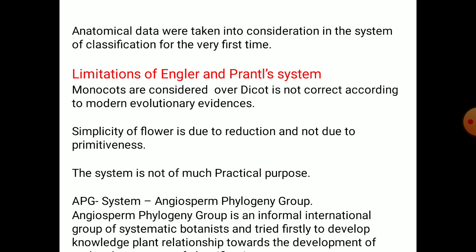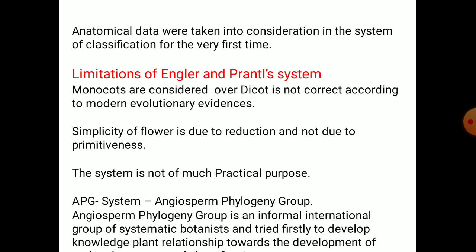The anatomical data were taken into account for consideration in a system of classification for the very first time. Yes, anatomical data. It means that dicot and monocot can be differentiated by the ring vascular bundle in dicot and the scattered vascular bundle in monocot, and the presence or absence of vessels can directly differentiate gymnosperm and angiosperm. This is the anatomical data that has been taken into account in the phylogenetic system for the first time.